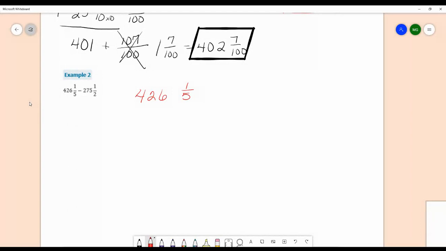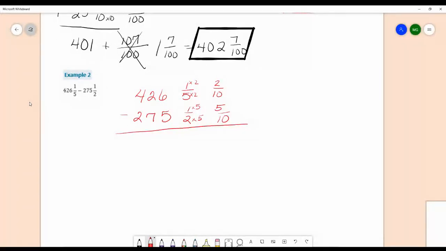It has to be on top because we started with that. Then we're taking away the 275 and a half. Now, we can't subtract these without a common denominator, so we have to get it. Let's go ahead and get our common denominator. 5 times what gave me 10? Good, 2. So 1 times 2 is 2. And 10 here, so how do we get from 2 to 10? Yep, we multiply by 5, and 1 times 5 is 5.